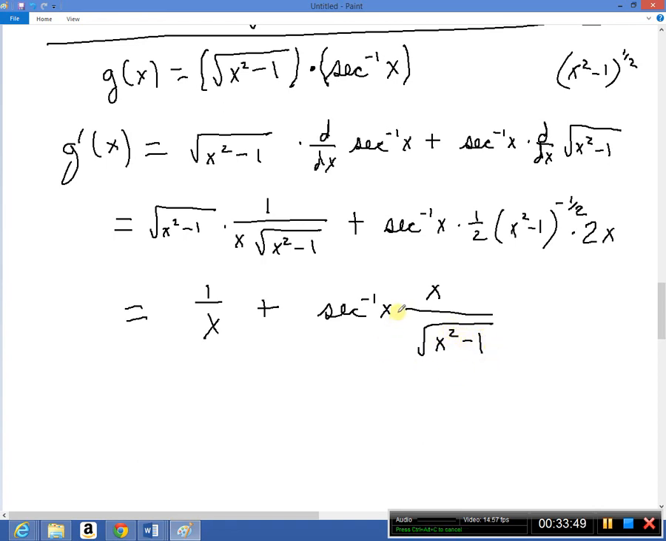And that's it. I would leave it at that. I don't see anything better that you can do. I'm certainly not going to get a common denominator or put these together. That's pointless. So this is a perfectly good answer.